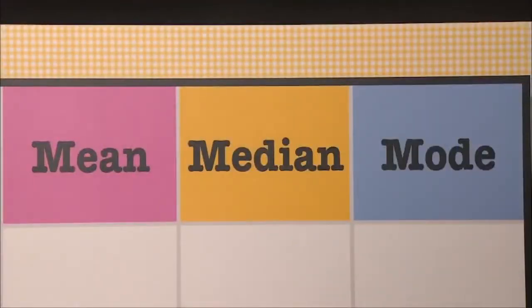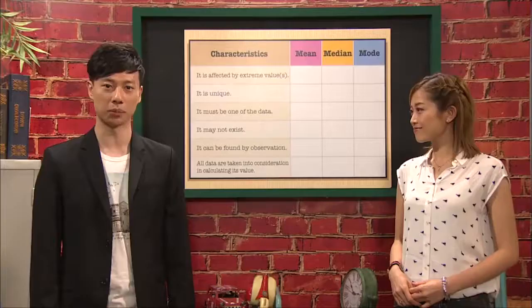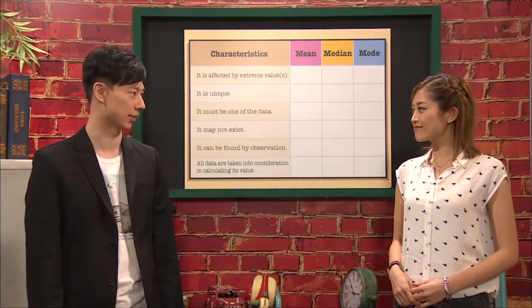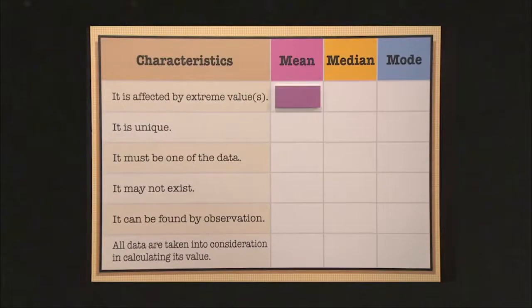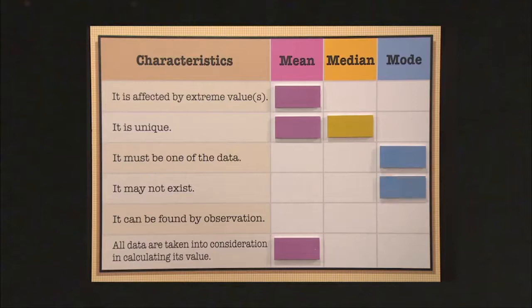We have elaborated on the particular situations in which the mean, median, or mode is most suitable to represent the central tendency of a set of data. Let's summarize their use. The mean is affected by extreme values and it is unique. All data are taken into consideration in calculating the mean. The median is unique. And the mode must be one of the values in the dataset. It may not exist. It can also be found by observation.